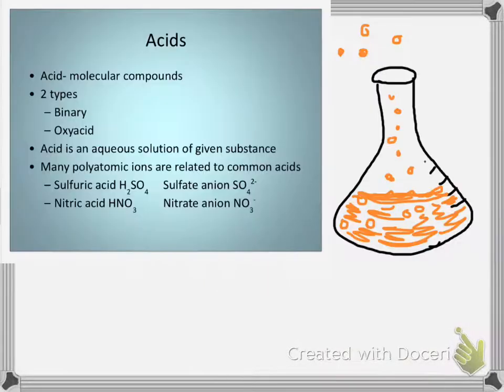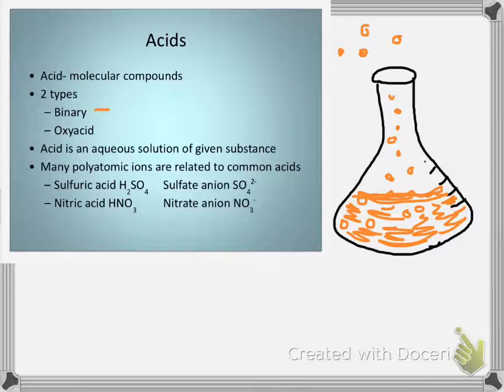Moving right along. So let's talk about acids. I've got a picture of a nice orange, corrosive, bubbly liquid, which is what everybody thinks of when they think of acids. But really, acids are just another type of molecular compound. There are two broad categories of acids. Binary, the prefix bi meaning, that's right, two. Binary acids only have two elements in them. And oxyacids. Can you imagine what oxyacids might have in them?